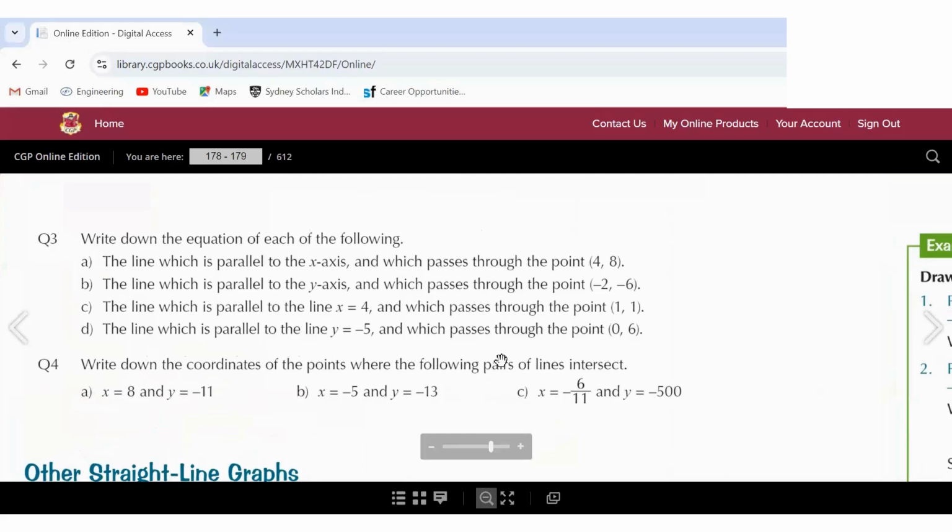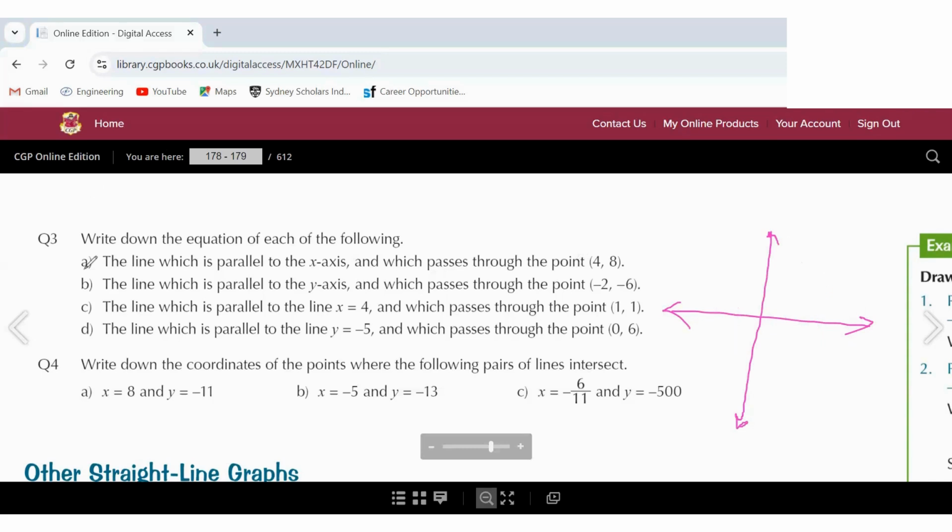Write down the equation of each of the following. The line which is parallel to x-axis and which passes through the point (4, 8). So how would your line be? Just imagine the line, it passes through the x-axis. That means if we have an axis like this, the line passes through somewhere at the x-axis. We don't know through where, but somewhere.